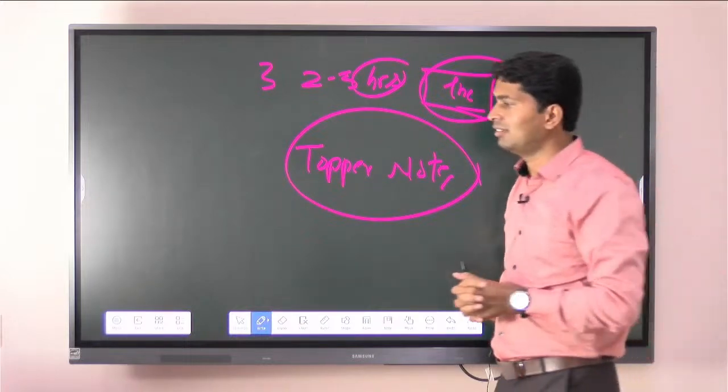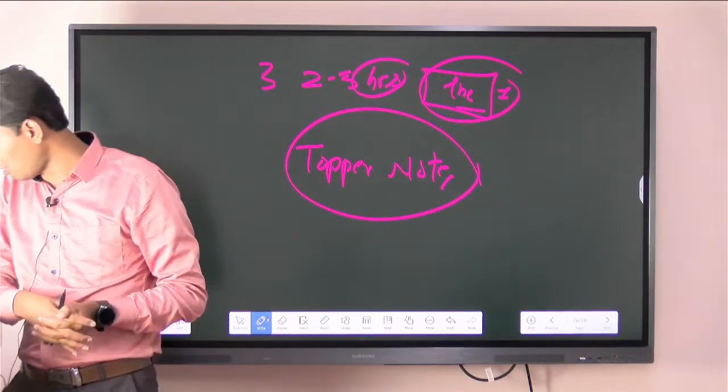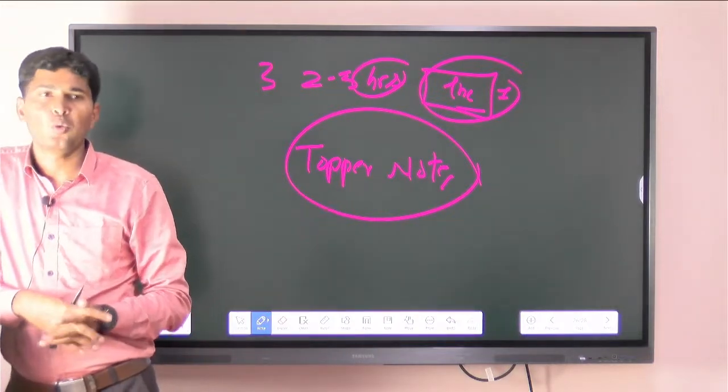Now apart from that, sir, in paper 2 preparation, generally aspirants are afraid because the score is a little bit low. What is the reason for this?